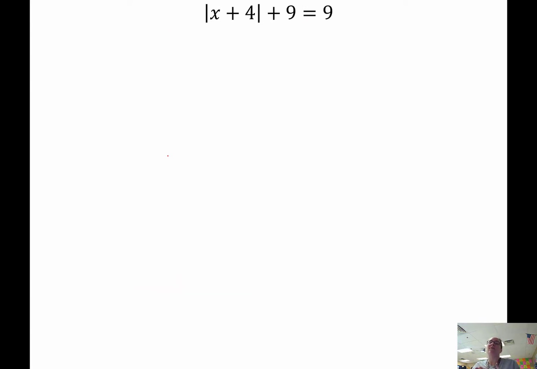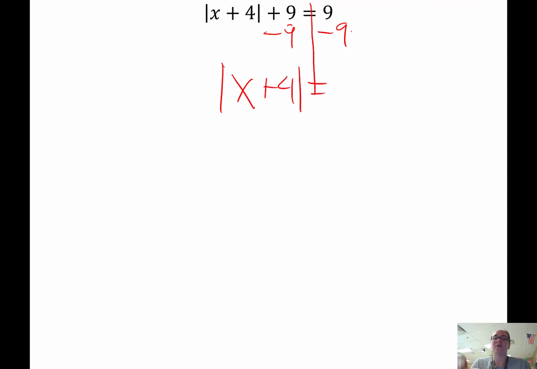I've got the absolute value of x plus 4 plus 9 is equal to 9. So we need to isolate the absolute value first. So I'm going to minus 9 on both sides of my equal sign, giving me the absolute value of x plus 4 is equal to 9 minus 9, which is 0. Okay, so we're not equal to a negative, so we know it's not no solution. And absolute values will never have infinitely many, or at least not the ones we will look at.